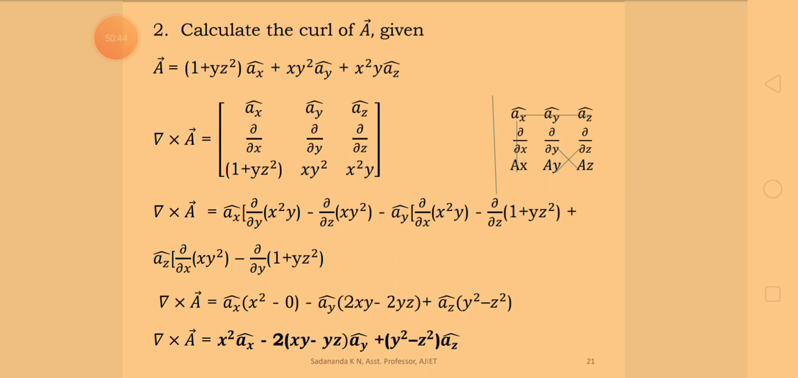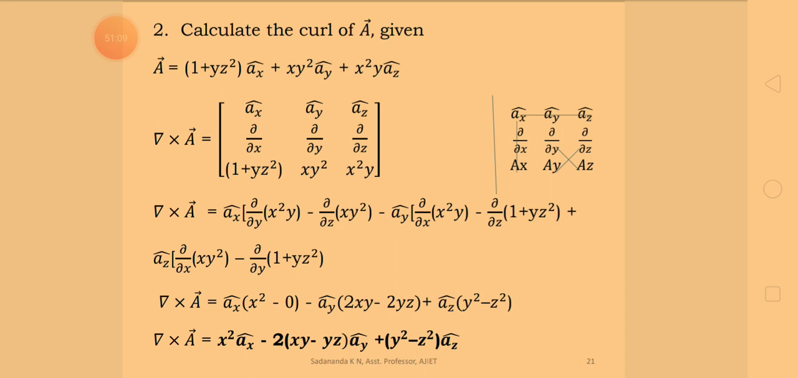Second term, it is minus. Second term is always minus sign, a_y cap open bracket. Now you leave the first row and the second column and multiply the first column and third column of the remaining terms. So that means ∂/∂x of x²y minus ∂/∂z of 1 plus yz², plus a_z cap open bracket.